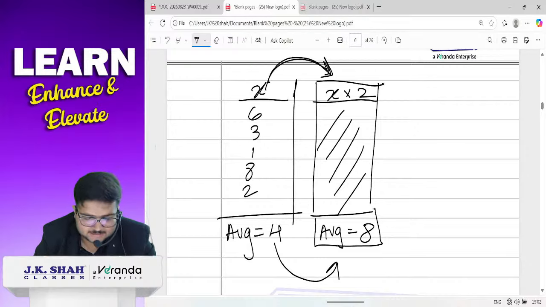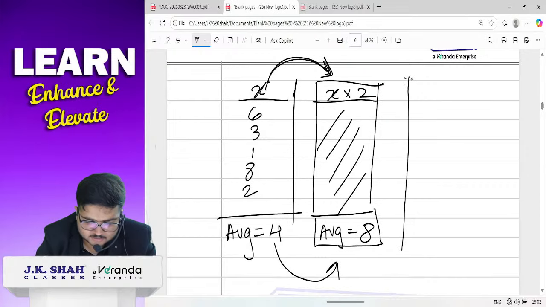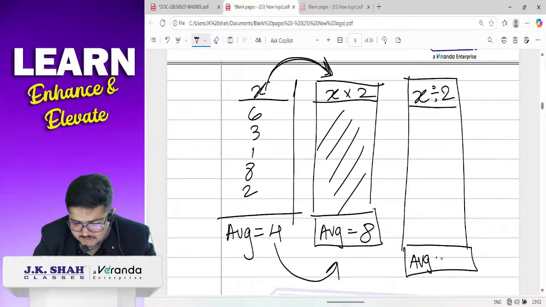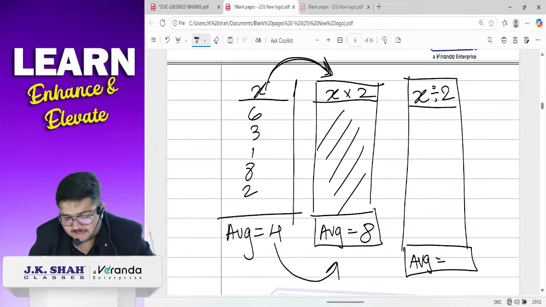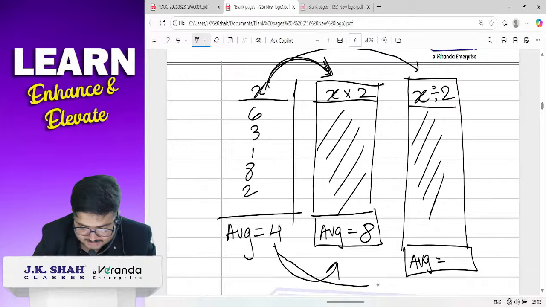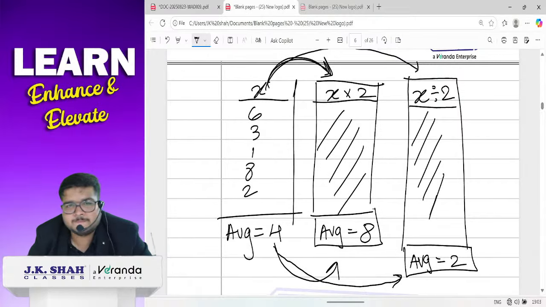Right? And this same applies to division also. If every observation is divided by 2 and I ask you the average of those new observations, what will be the value of the average? You don't have to calculate the observations. If every observation is divided by 2, the average will also be divided by 2. 4 divided by 2 is 2, so the answer is 2.